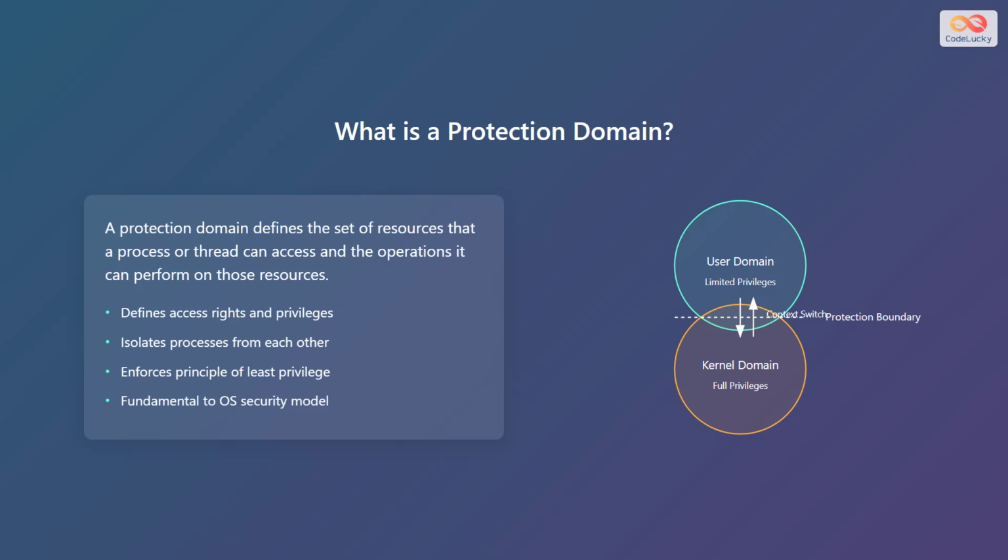The visual on the right helps to illustrate this concept. It shows two circles representing user and kernel domains, with a protection boundary between them. Arrows indicate context switches between the domains, representing the controlled transition of execution between different privilege levels.